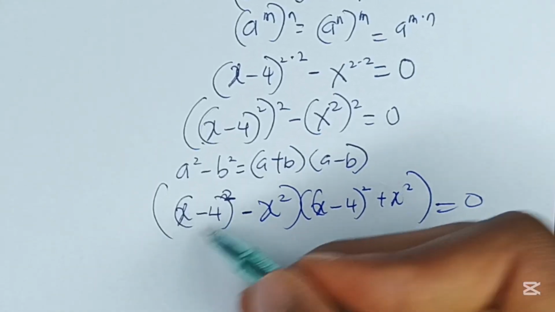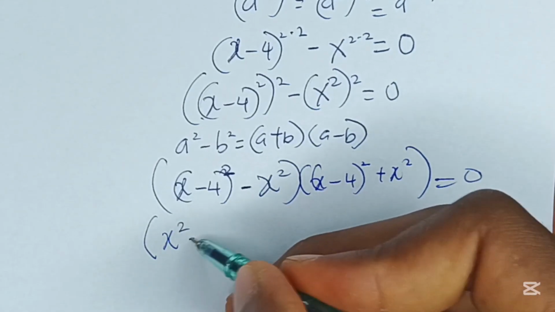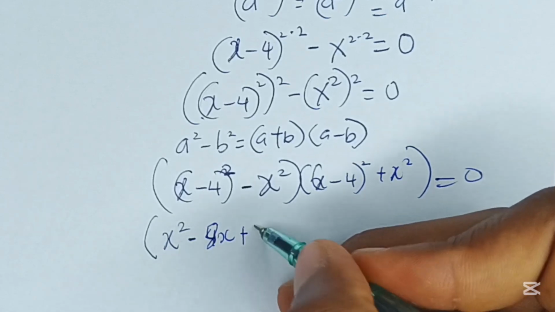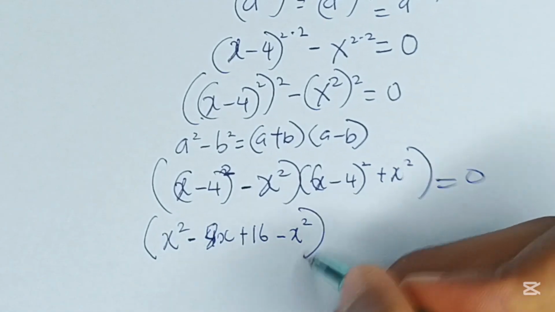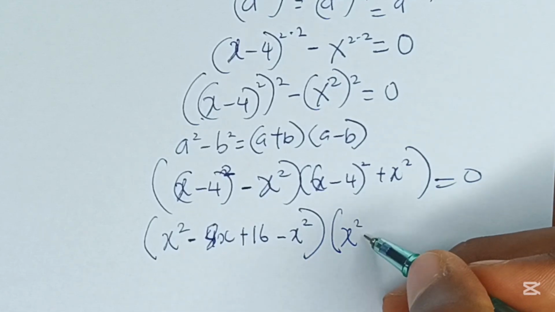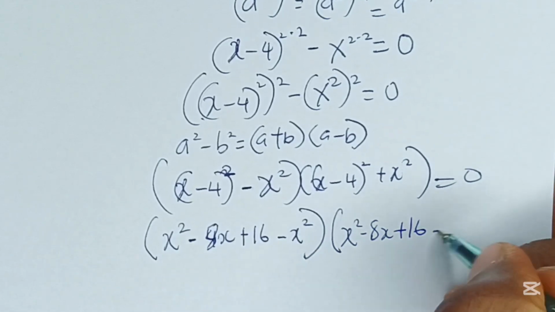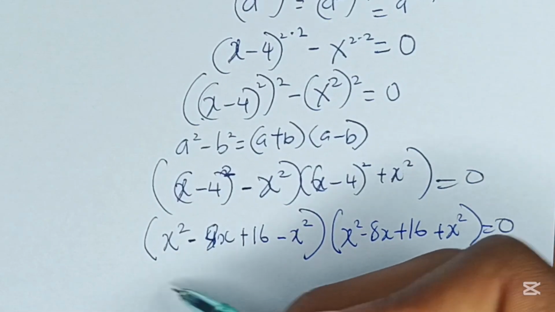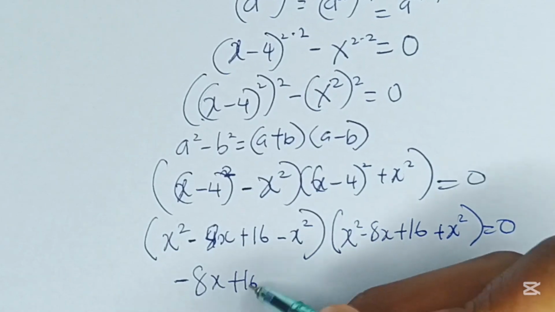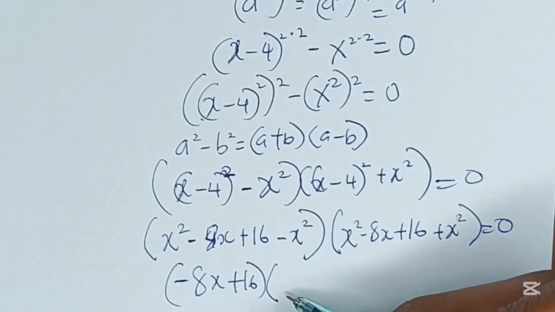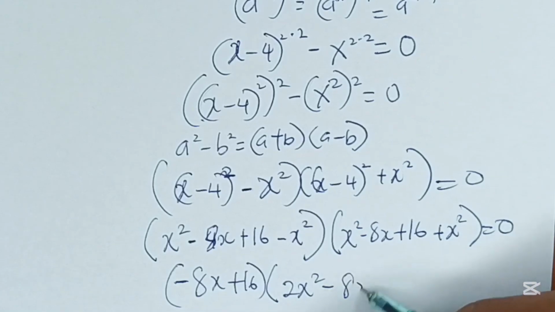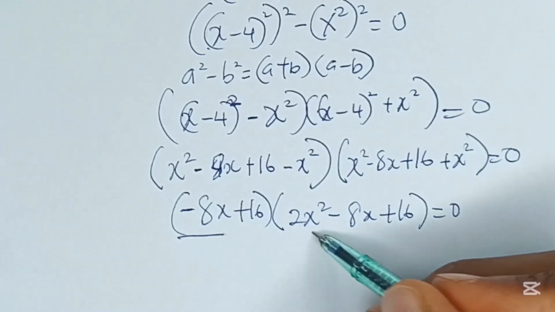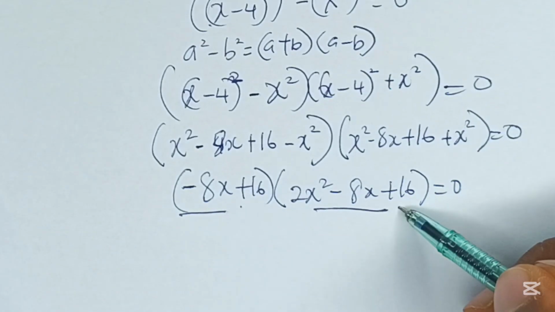Now from here, opening the bracket, we have (x squared minus 8x plus 16 minus x squared) multiplied by (x squared minus 8x plus 16 plus x squared) is equal to 0. Okay, now this will give us (minus 8x plus 16) multiplied by (2x squared minus 8x plus 16) is equal to 0. When the product of two things is equal to 0, it's either the first one is equal to 0 or the second one is equal to 0.